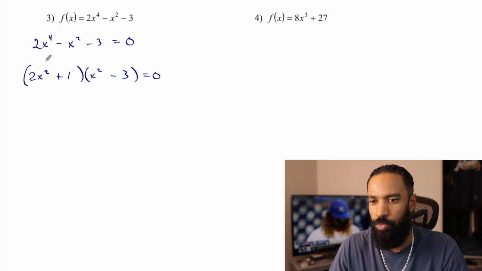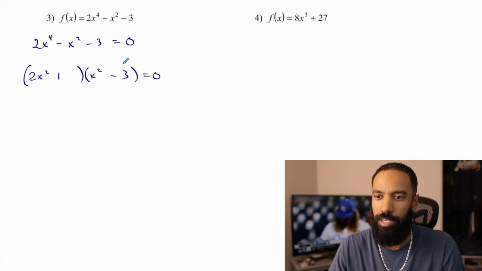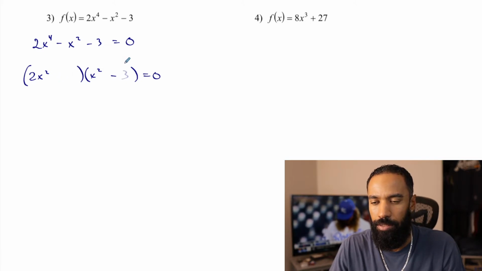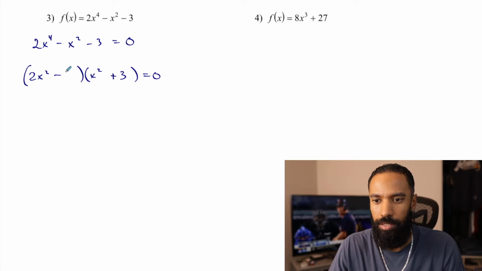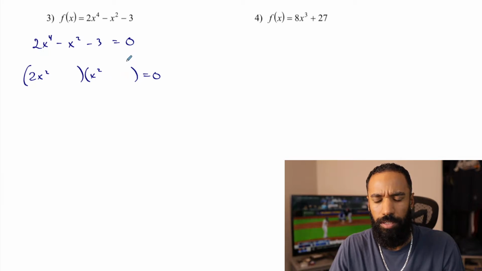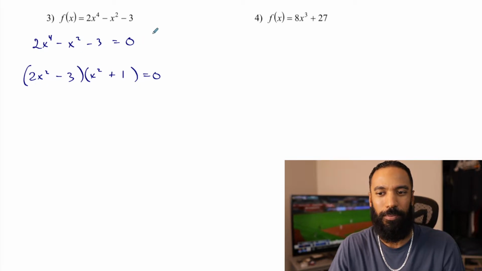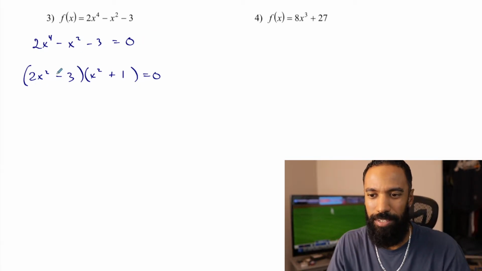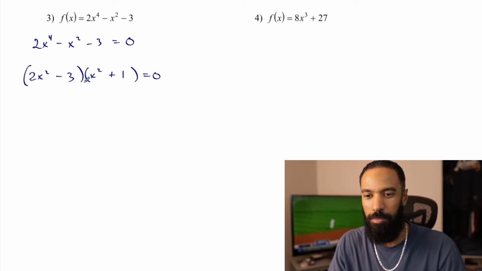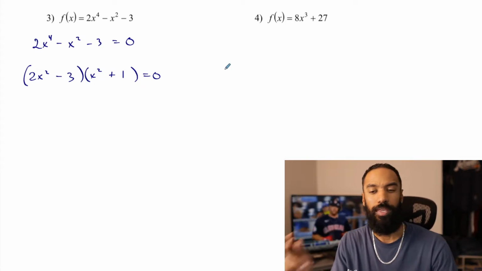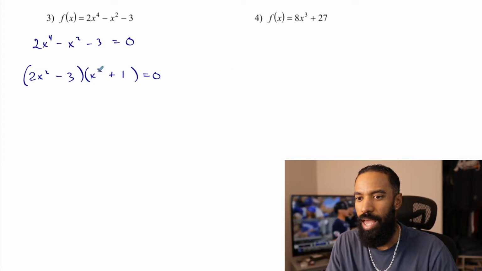Let me sort out the signs. I was multiplying this by this for some reason in my head. It's minus 3 and plus 1. Okay, so those are the two factors right there: 2x squared minus 3 and x squared plus 1.